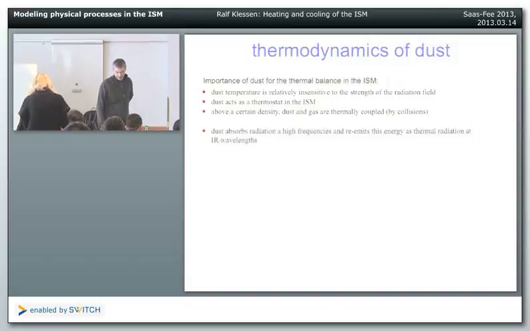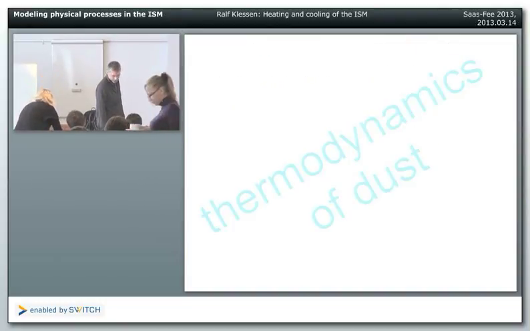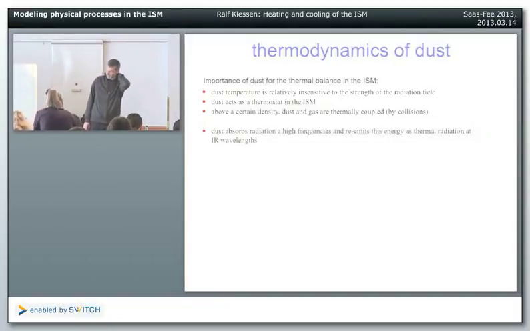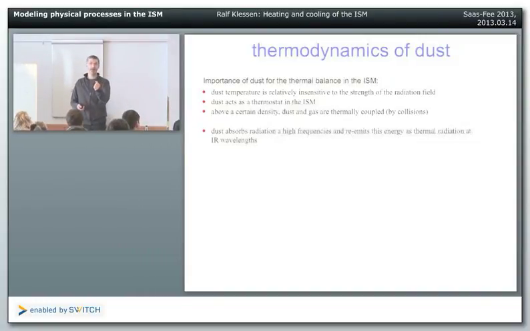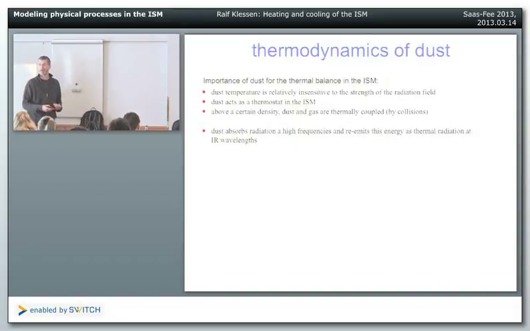And we continue. So I would like to start the second part of the discussion with the thermodynamics of dust. Because dust, I think, is extremely important. We've seen it can provide shielding for certain species. Why? Because it absorbs radiation at high frequencies that can affect or destroy molecules or ionize atoms, but it re-emits this energy as thermal radiation at infrared wavelengths typically. So dust acts as a thermostat and it redistributes the energies, the frequency distribution of your radiation.